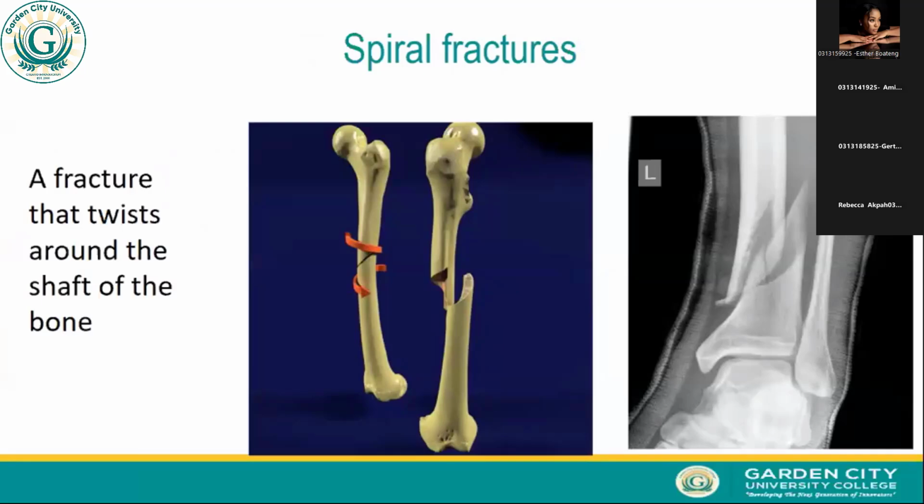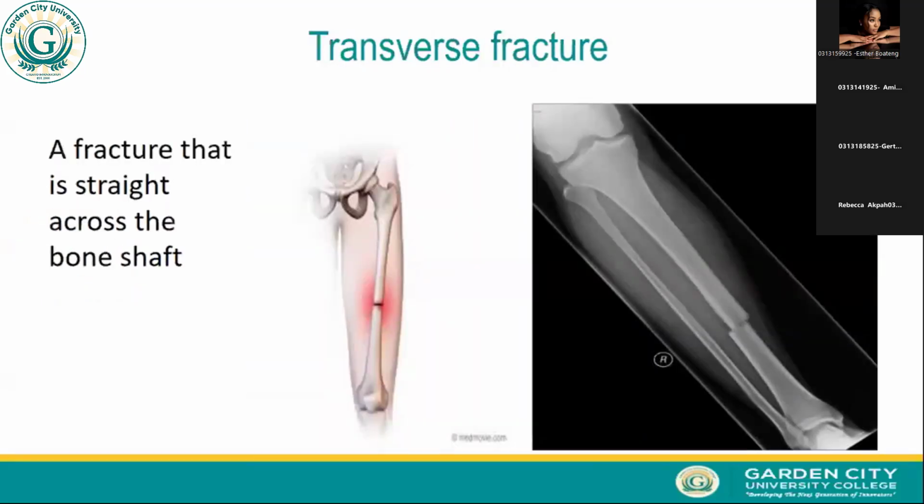Spiral fracture, a twist, like an S. A fracture that twists around the shaft of the bone. So we have pictures also in here. Then we have the transverse, straight, right? As compared to the oblique, you see that one, the crack or the break was quite massive as compared to this. This one is in a straight line. So the transverse fracture is straight across the bone shaft.